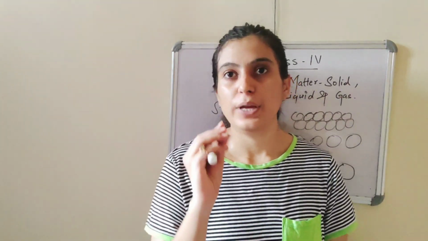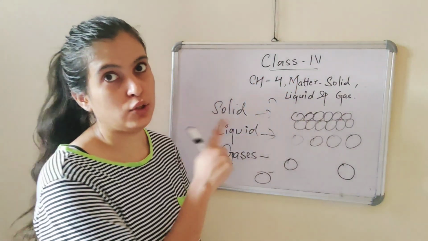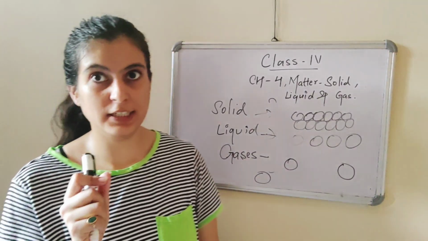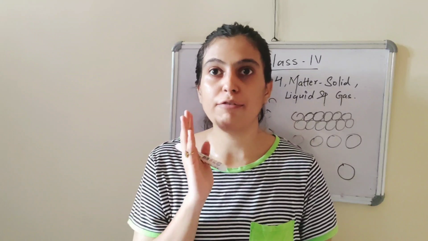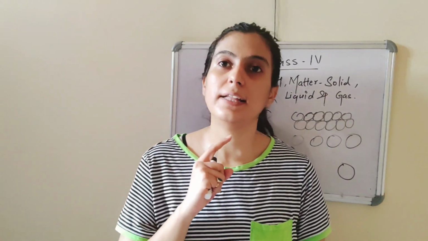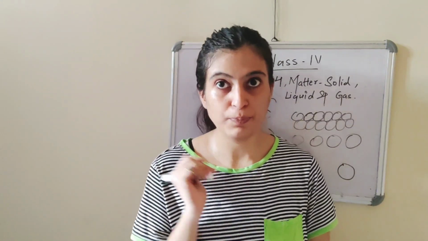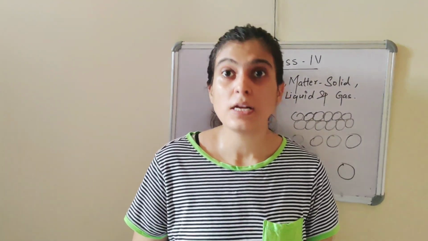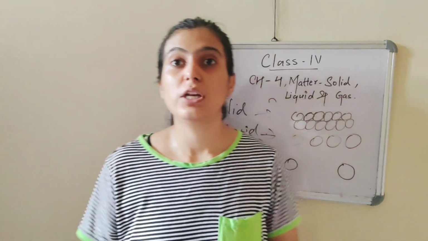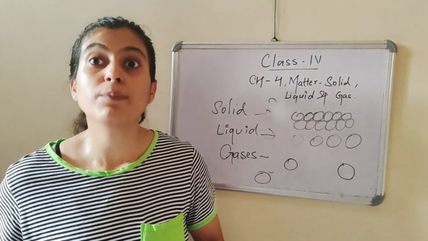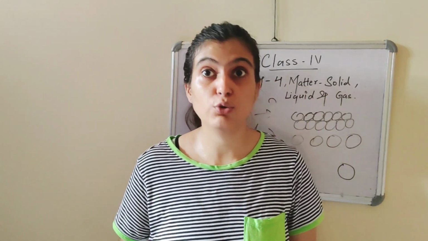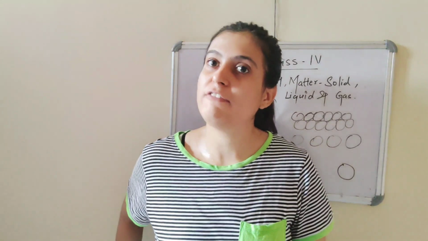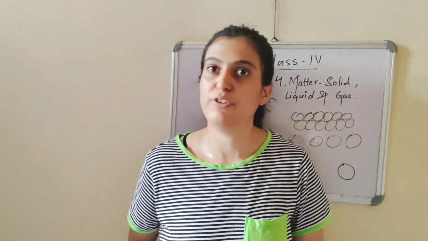Liquids are more loosely packed than solids. They have spaces in between them, and they do not have a fixed shape, but they have a definite volume. Next is gases. Gases are very loosely packed compared to solids and liquids. They have larger spaces between them. They have the ability to flow. They do not have a definite shape, nor a definite volume.